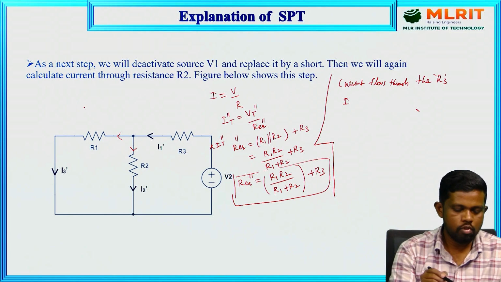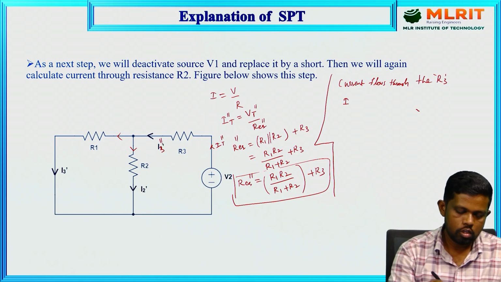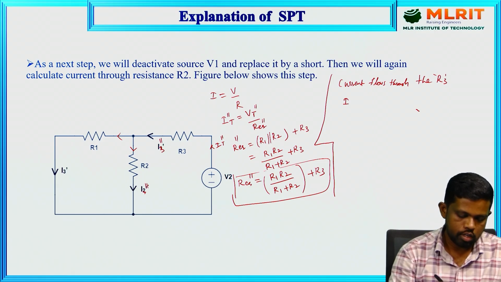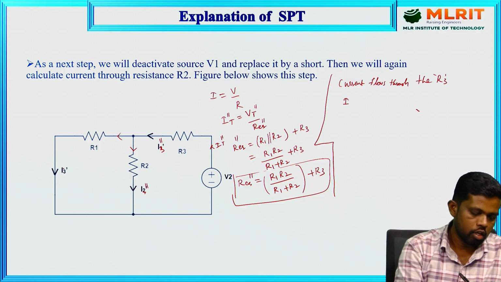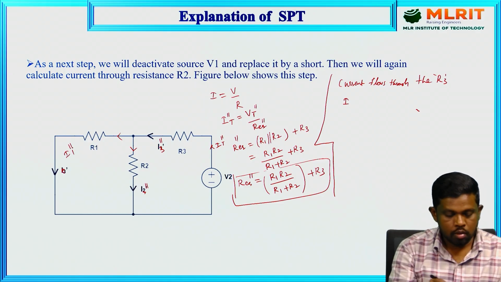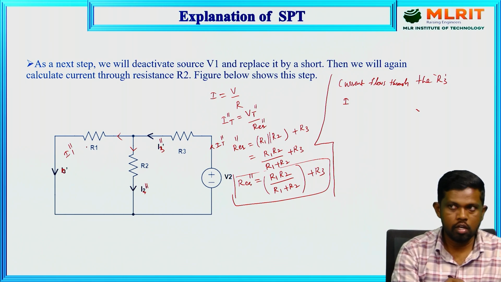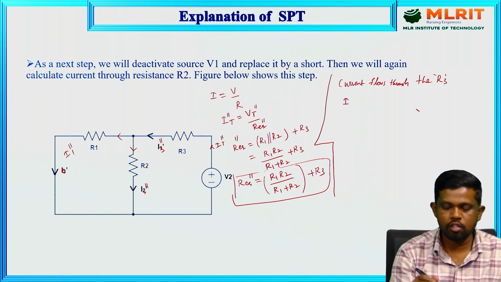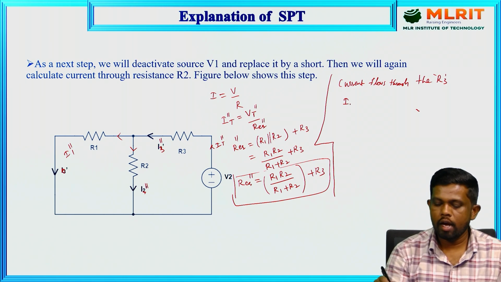So this time we need to give the same names, only here I3 double dash. This one we have given the name I2 double dash, and this corresponding current is I1 double dash. We have already given these names previously. That's why it is I1 double dash, I2 double dash, then I3 double dash. So we need to find out the I3 double dash value.